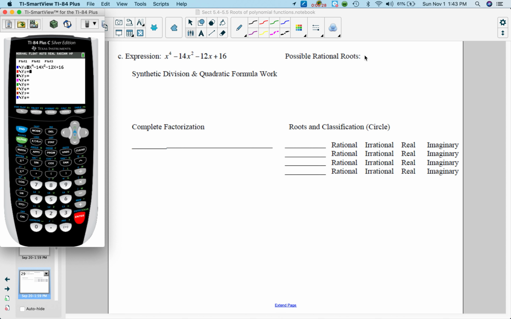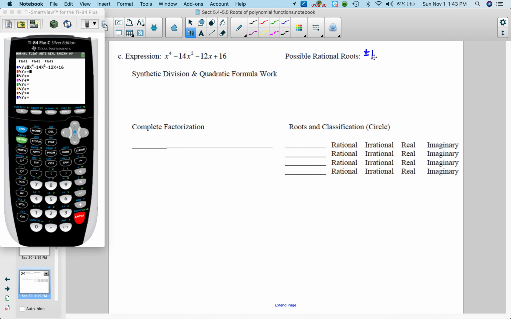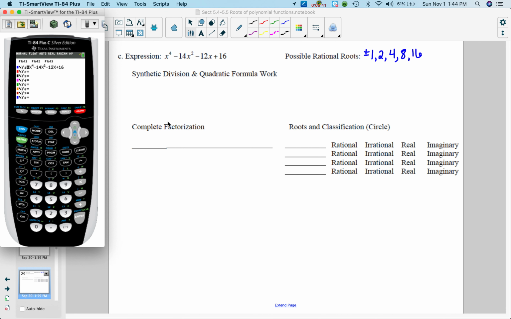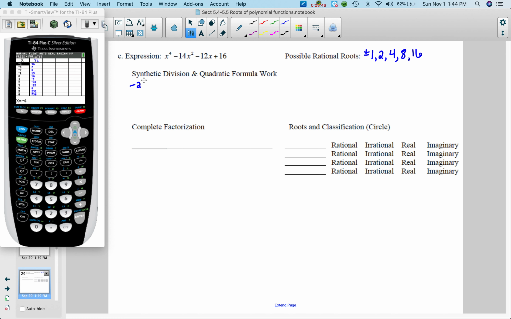So next, our possible rational roots are plus or minus 1, 2, 4, 8, and 16. Those are all the numbers that go into 16 evenly. We plug it into our calculator to help us get started. I see negative 2 works. I'm also noticing that 4 works. So I'm going to have a 1, no x cubed, so don't forget the 0, negative 14x squared, negative 12x, and a plus 16.